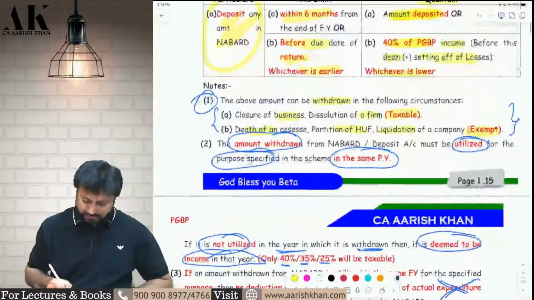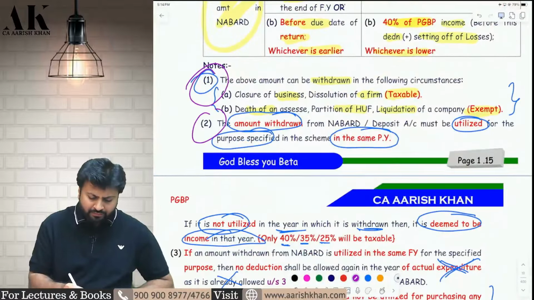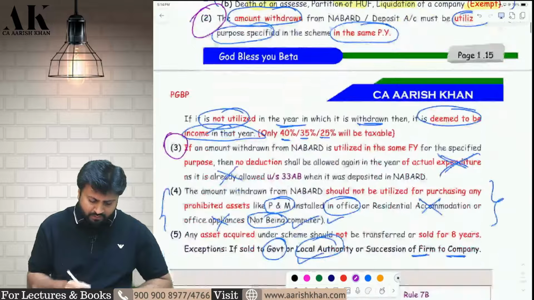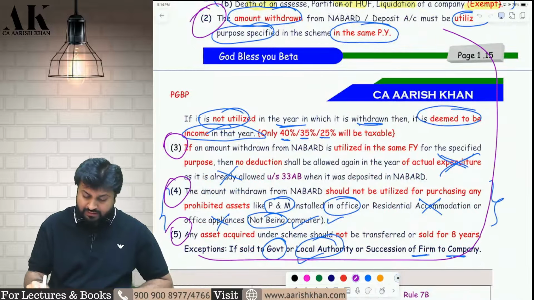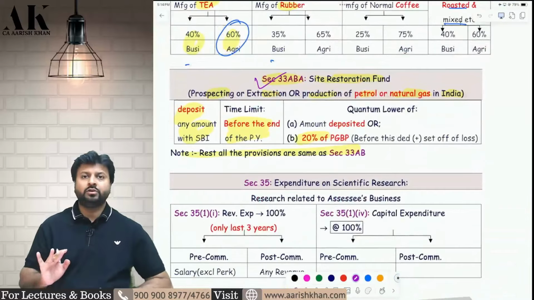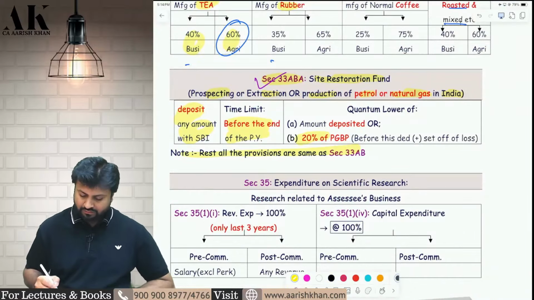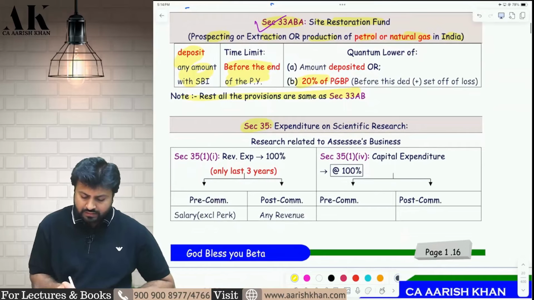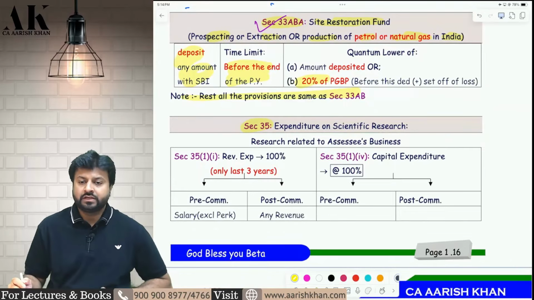All these points which are mentioned over here, point number 1, point number 2, point number 3, point number 4, point number 5, all 5 points are applicable to 33ABA also. I hope it is clear to all of you. Okay. Now, coming to the next section. Section 35, expenditure on scientific research. Now, what is this section? This section talks about giving benefit to assessees who are engaged in scientific research.